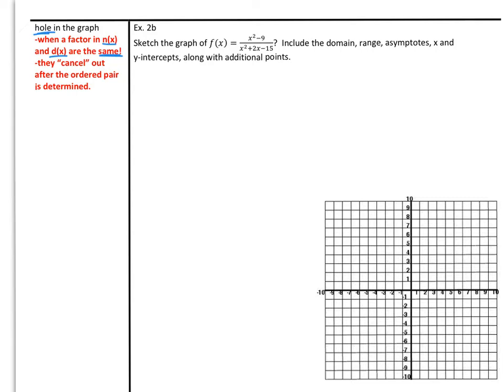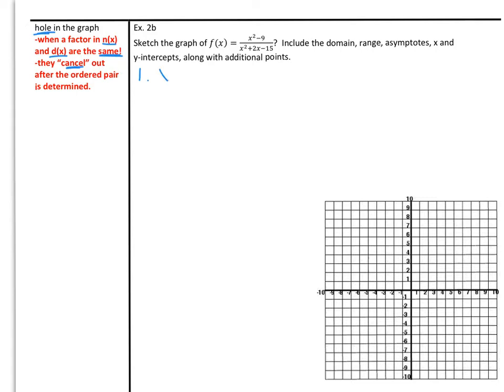And what will end up happening that makes the graph even crazier is that the factors will actually cancel out as we determine the ordered pair. Let's put this to the test. Sketch the graph of f of x equals x squared minus 9 over x squared plus 2x minus 15. We're just going to sketch that. Then we're going to include the domain and range, the asymptotes, the intercepts, and we'll plot with our additional points. So step 1, let's go ahead and factor the numerator and denominator.